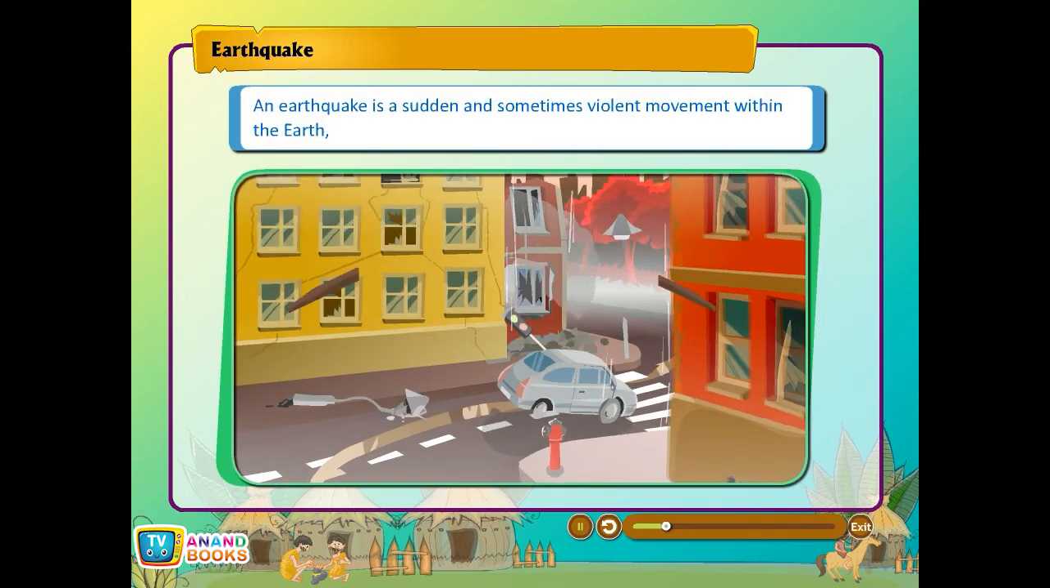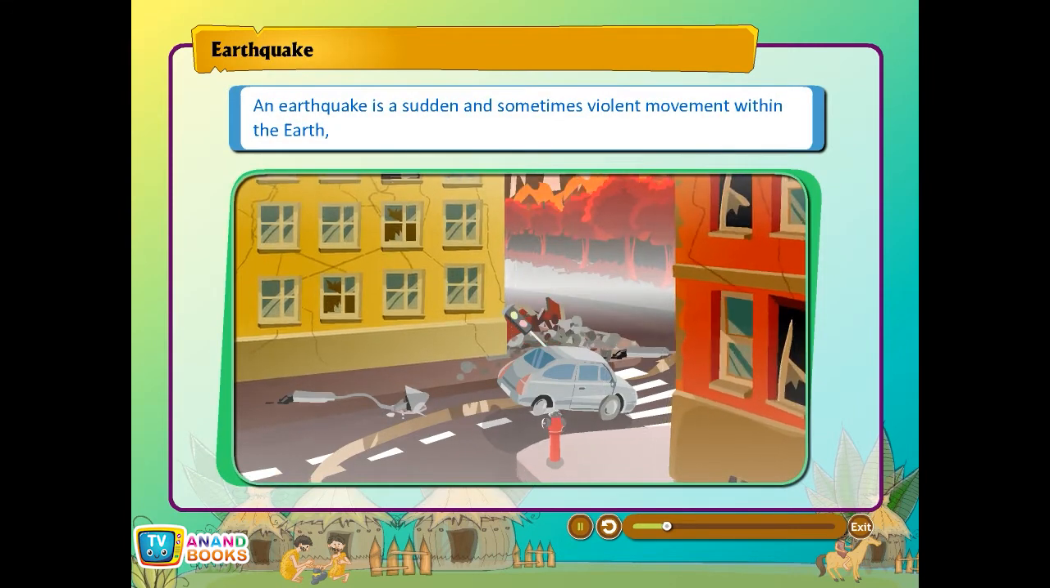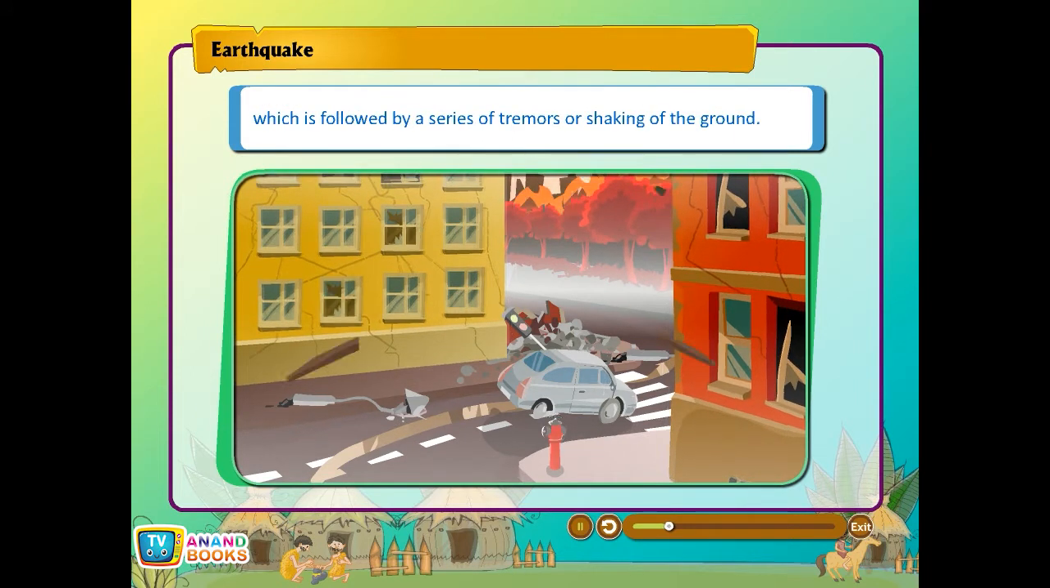Earthquake. An earthquake is a sudden and sometimes violent movement within the earth, which is followed by a series of tremors or shaking of the ground.